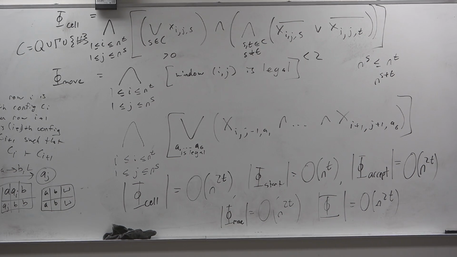It's easy to just kind of wave our hands around, like SAT is probably hard, right? But this shows that all of NP can be reduced to SAT. And then from SAT you can reduce to 3SAT.